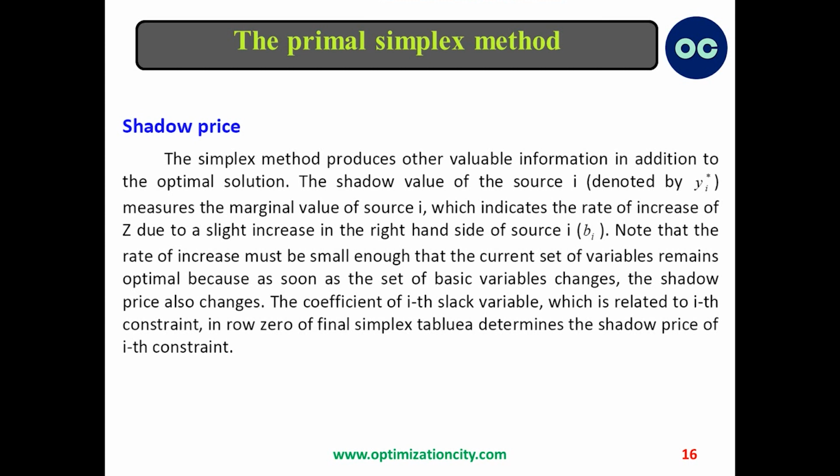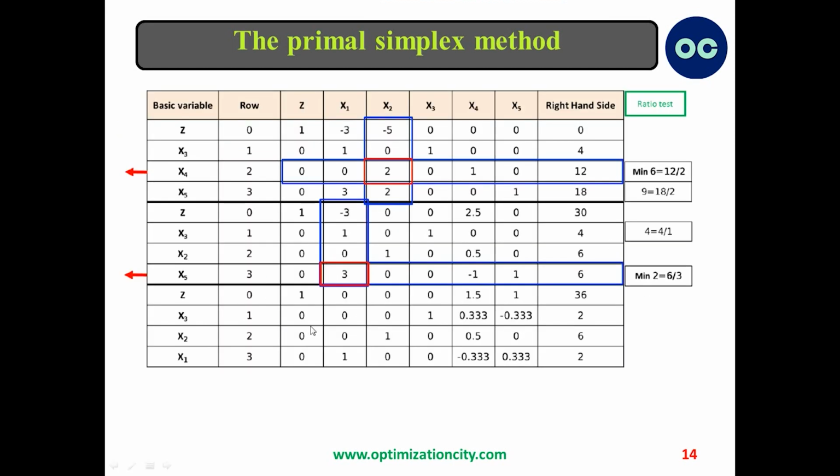For example, in model P1, the shadow price of constraint 1 is equal to the coefficient of x3 in row 0, which is 0. So this is the final table of the P1 model. X3 is the slack variable of the first constraint, so the shadow price of the first constraint is equal to 0. X4 is the slack variable of the second constraint, so the shadow price of the second constraint is 1.5. And X5 is the slack variable of the third constraint, so the shadow price of the third constraint is equal to 1.